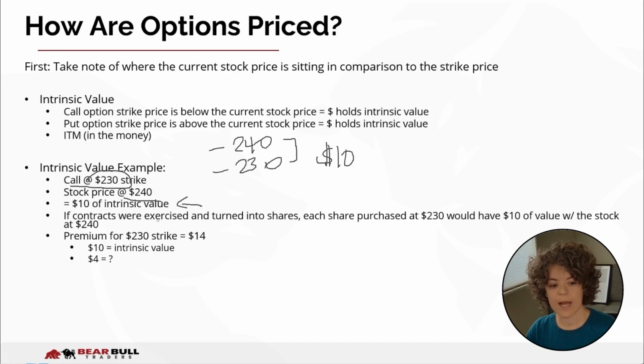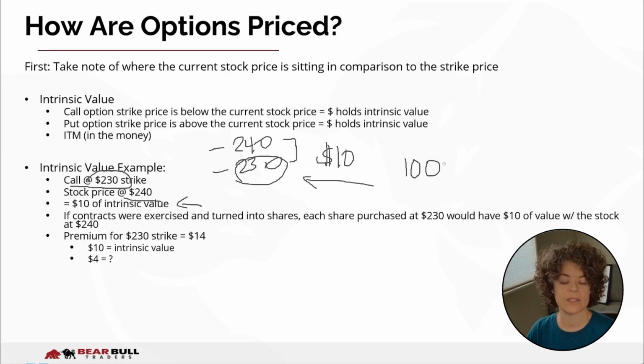So if these contracts were exercised and turned into shares, each share purchased at $230 would have $10 of value with the stock at $240. So if you buy a contract at $230, and at expiration you decide to turn this into shares, then each one of these shares, which are at $230, while the stock itself is at $240, would have $10 each of intrinsic value. So you'd have 100 shares that are worth $10 each.